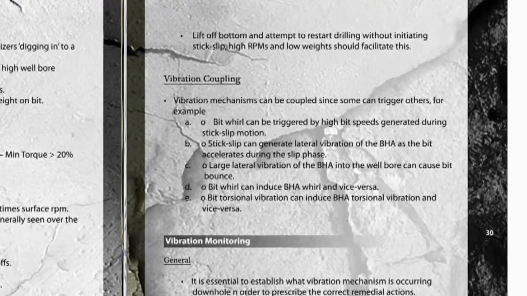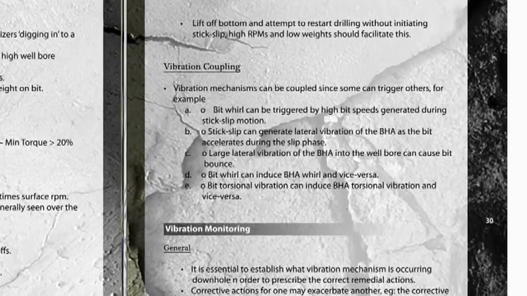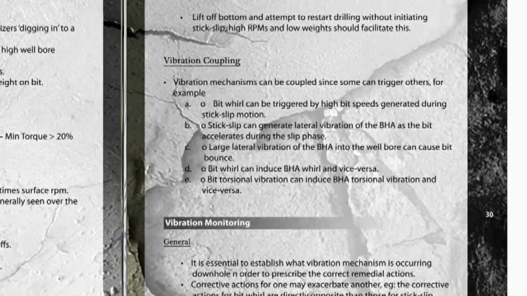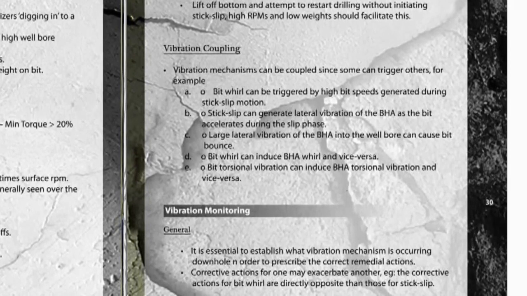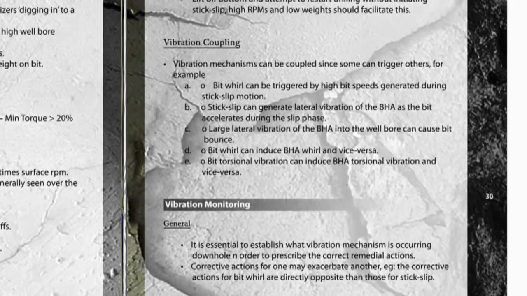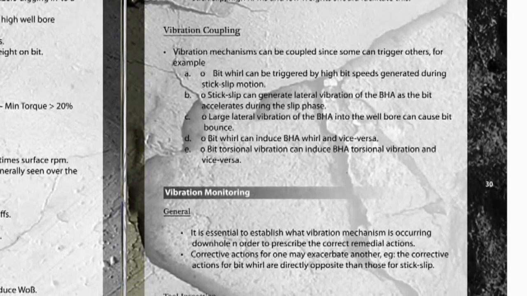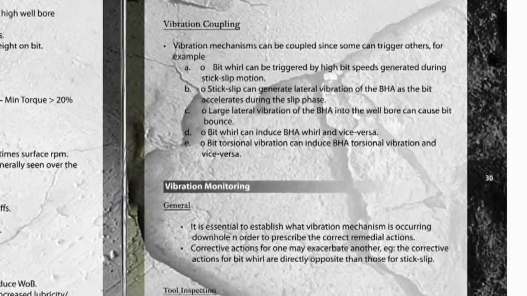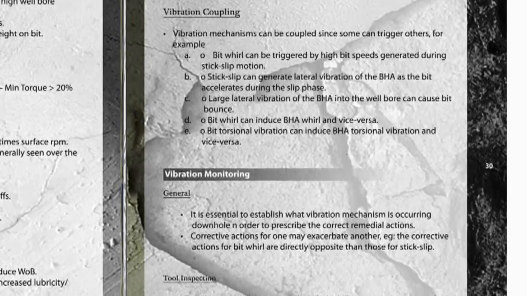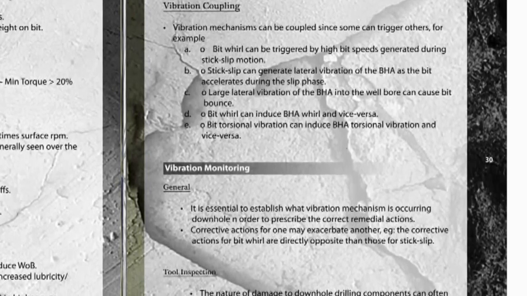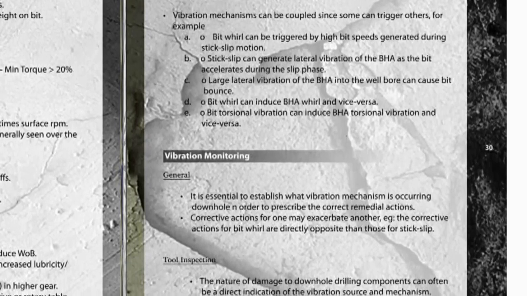Vibration coupling. Vibration mechanisms can be coupled since some can trigger others. For example, bit whirl can be triggered by high bit speeds generated during stick slip motion. Stick slip can generate lateral vibration of the BHA as the bit accelerates during the slip phase. Large lateral vibration of the BHA into the well bore can cause bit bounce. Bit whirl can induce BHA whirl and vice versa. Bit torsional vibration can induce BHA torsional vibration and vice versa.